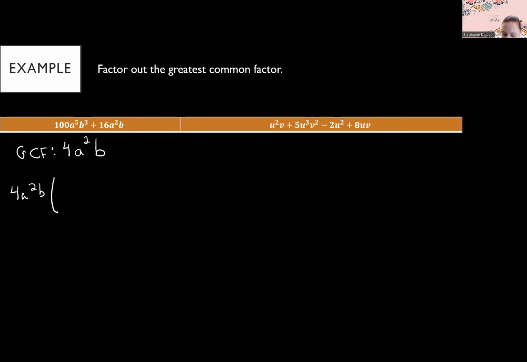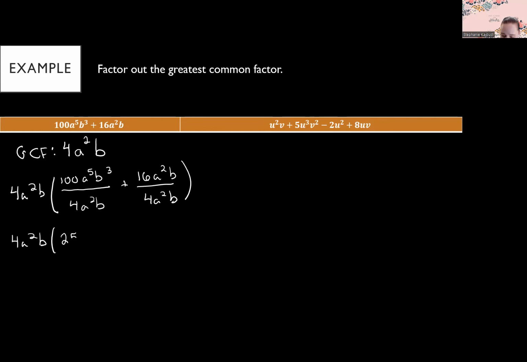And then in parentheses, I have 100 a to the fifth b cubed divided by 4a squared b, and then plus 16a squared b divided by 4a squared b. And then I do my division. 100 divided by 4 is 25. A to the fifth divided by a squared, so you subtract your exponents. 5 minus 2 is 3. So it's going to be a cubed. And then b cubed over b, 3 minus 1 is 2. So you get b squared.